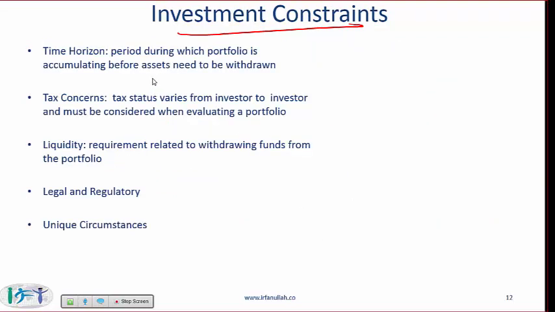Investment constraints. These are the 5 constraints that you need to remember, and the way I like to help people remember is TTLLU. So T stands for time horizon, that's the first one. Then tax concerns. Then LL, so liquidity, legal, and then unique circumstances. So just say that a few times.